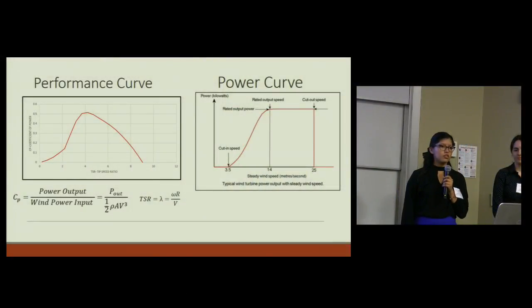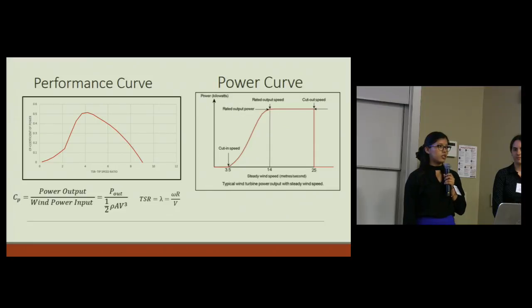As mentioned, the two curves that we would look at on QBlade were the performance curve and the power curve. Just to define those two, the performance curve is the ratio between the power output and the wind power into the turbine. Power output could either be purely aerodynamic or purely electrical power output, which we will differentiate between throughout the presentation. TSR is the tip speed ratio, and that is the ratio between the wind speed that's going into the turbine and the wind speed that the tip of the blade sees.